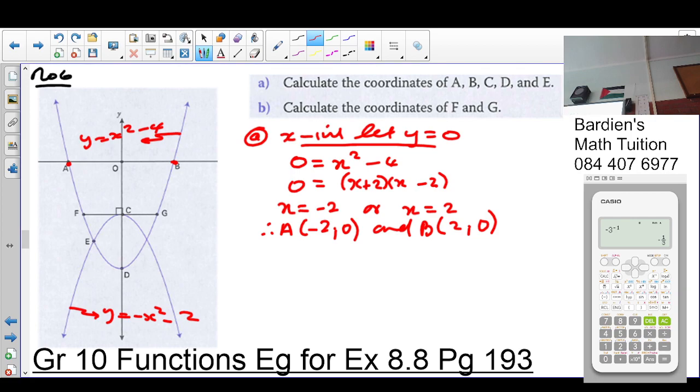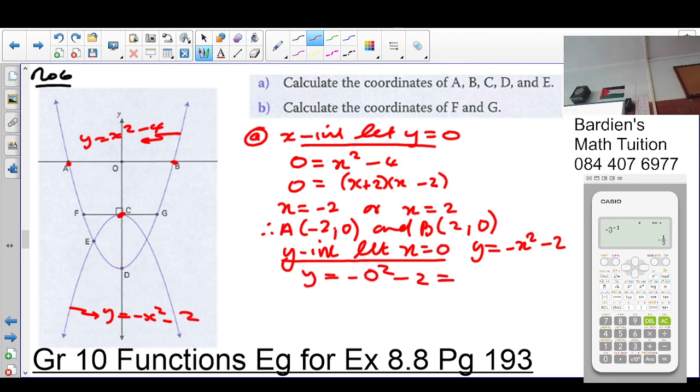C, let's look at the coordinates of C. What is C? C is the y-intercept of the graph. There was also the turning point. So how do you work out your y-intercept? Let x equal to 0. And this is for the equation y is equal to minus x squared minus 2. So we have y is equal to negative 0 squared minus 2, which is negative 2. So what's the coordinates of C? 0 and negative 2. You see, it's becoming easier now. Okay, B was minus 2 and 2.